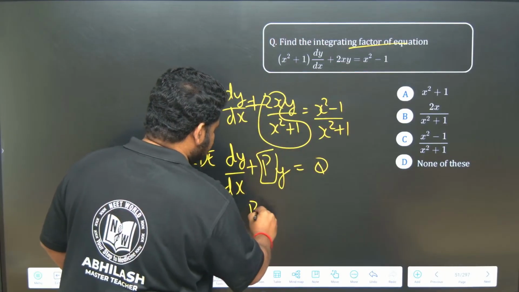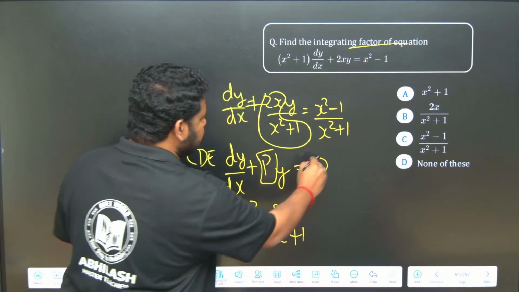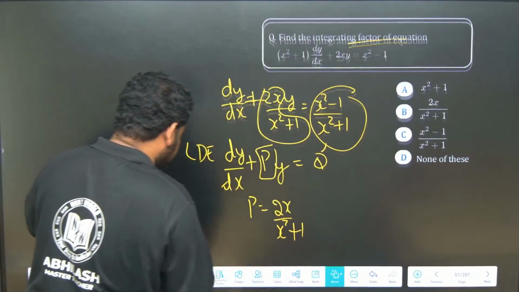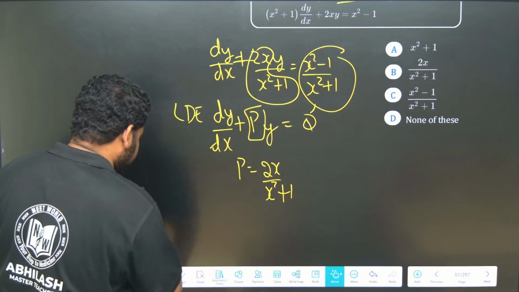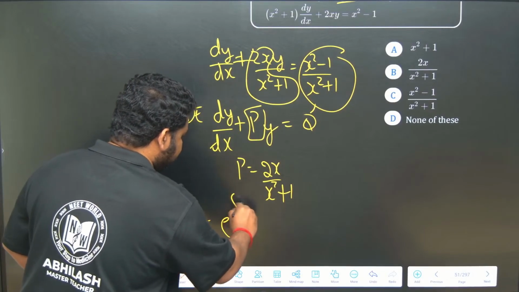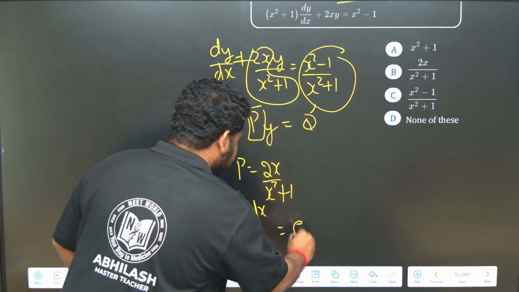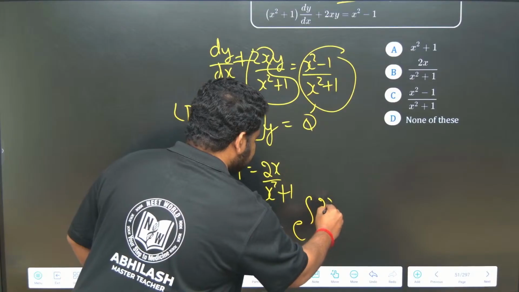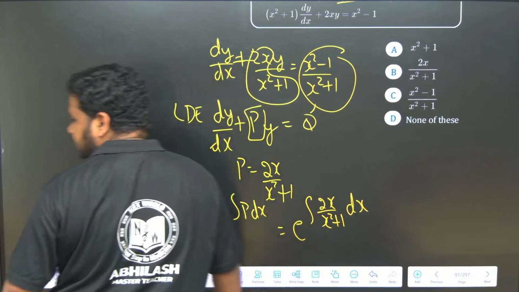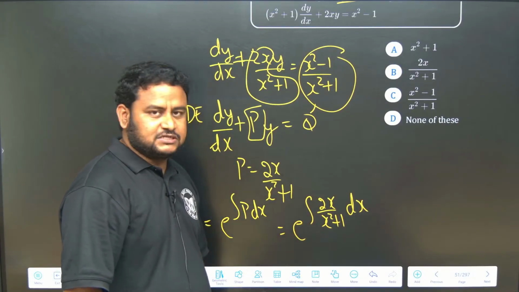So p is 2x by x square plus 1, and q is x square minus 1 by x square plus 1. The integrating factor will be e to the power of integral of p dx, which is e to the power of integral of 2x by x square plus 1 dx.